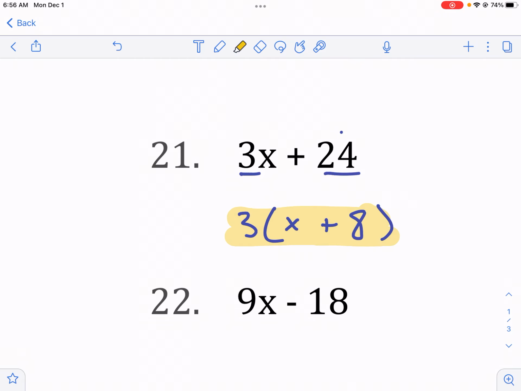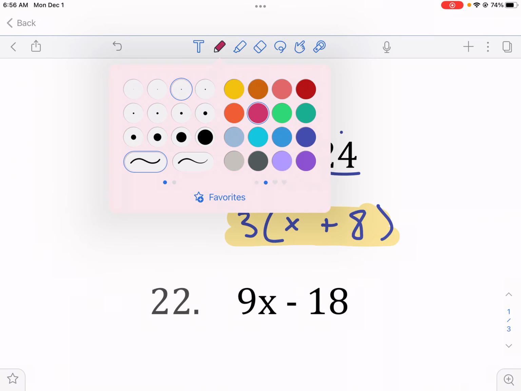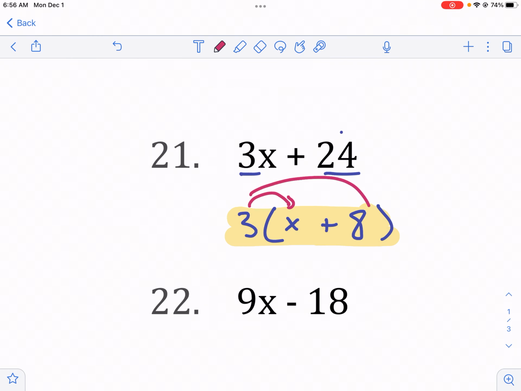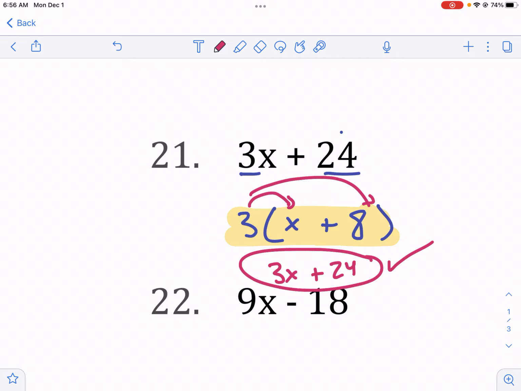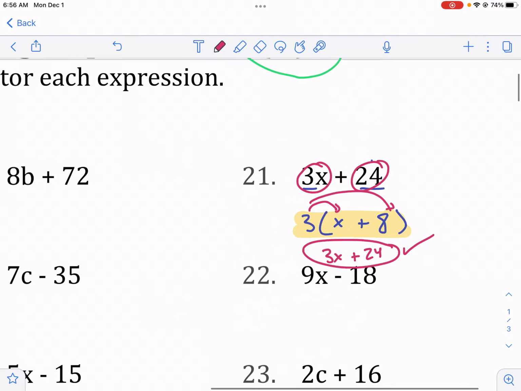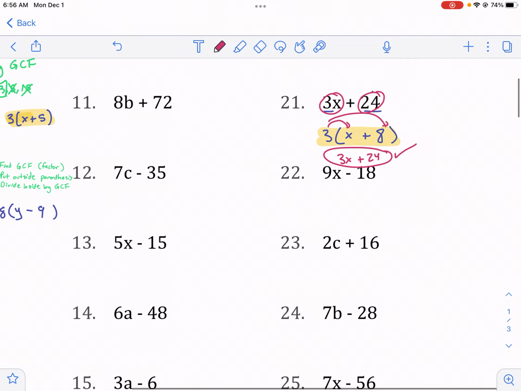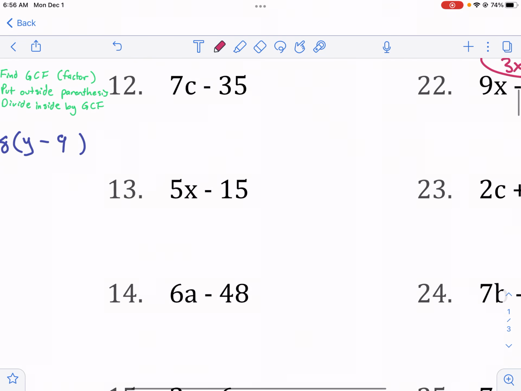Now, there's a way to check your answer. Probably should have mentioned this earlier, and we can just distribute to see if we did this correctly. So 3 times x gives me 3x. 3 times 8 gives me 24. Put the plus sign, and yes, I have checked my answer. One thing that's important about this is you got to understand your multiplication table. So if you don't know your factors, that is going to be a challenge for this entire worksheet and for this topic. Let's do one more.